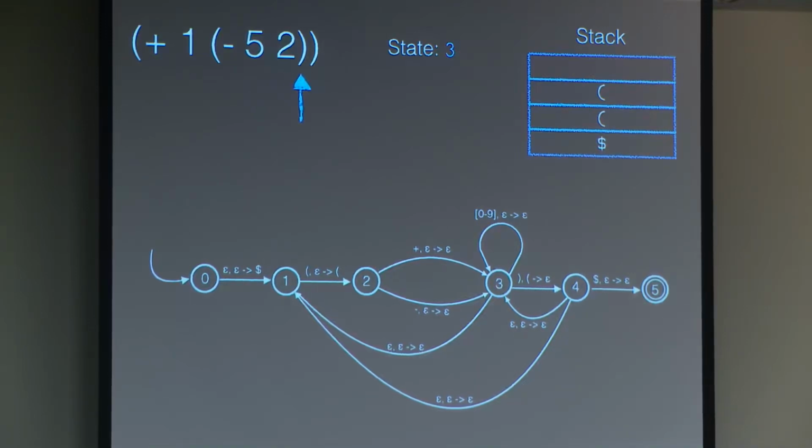And now we're to the point where we see the closing paren. And so we're going to pop off that opening paren, and we're going to push nothing onto the stack. And we're going to do it again. We're in state 4. We're looking for a dollar sign. We move into the accepting state, and we're done. This is a valid string. It's a valid sentence in this language that we defined. So this is a machine that can recognize that.